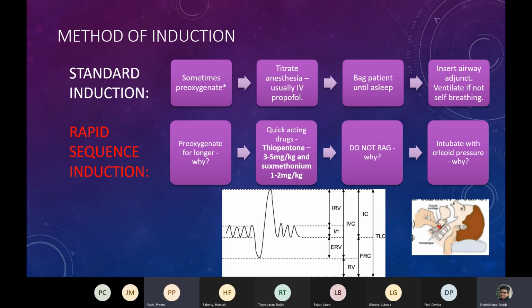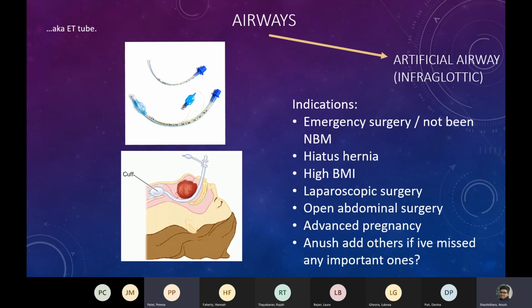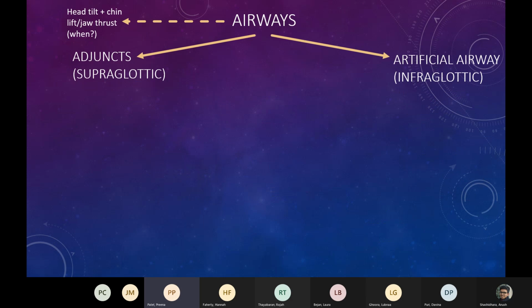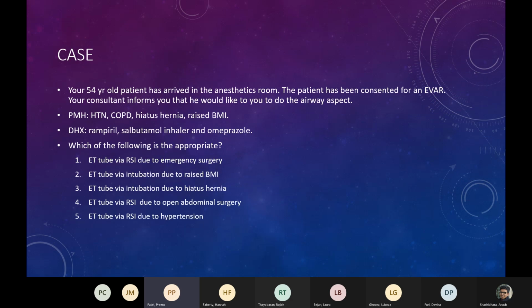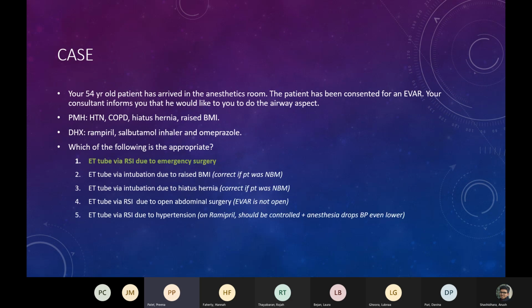Okay, so whilst we've got this in our head, let's quickly go back to the SBA. The question was, which of the following is the most appropriate airway for this gentleman? First things first, he will be having an ET tube. He's not been nil by mouth, and he has quite a significant aspiration risk. He's got a hiatus hernia, he's got a raised BMI, so you need to protect his airway, and the best way to do that in this case would be an ET tube.